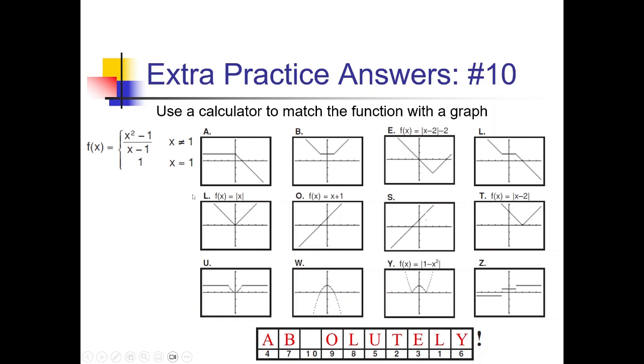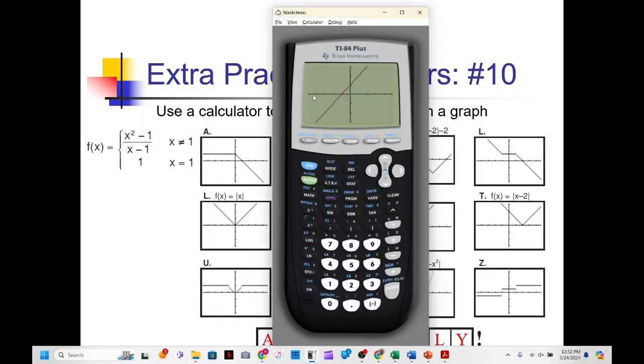For number 10, this is almost exactly the same problem as number 9, but instead of having 2 right here, if we go back to 9, we've got a 1 for that second rule. Everything else is the same, though. So I'm going to go back to my graphing calculator, back into my y equals, and I'm just going to go to y2 and replace this 2 with a 1. Press graph. So there's the line piece for most of our rule.